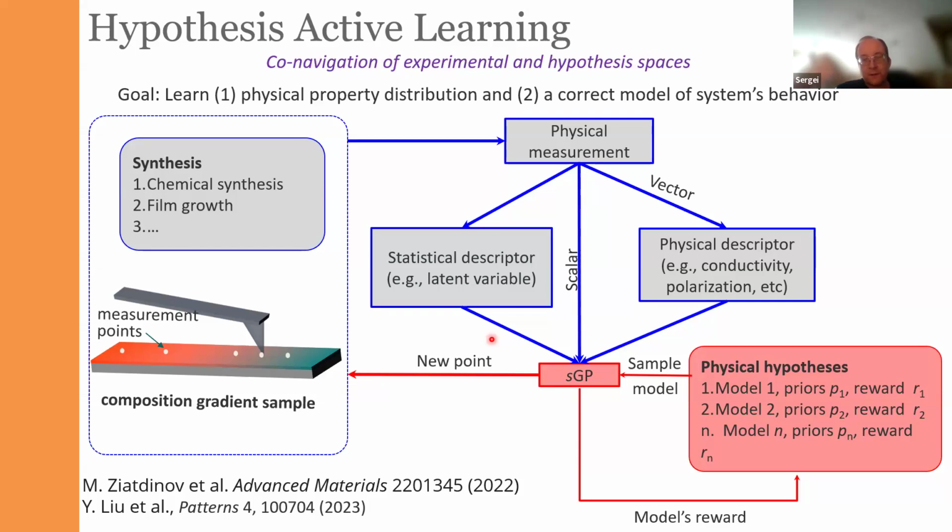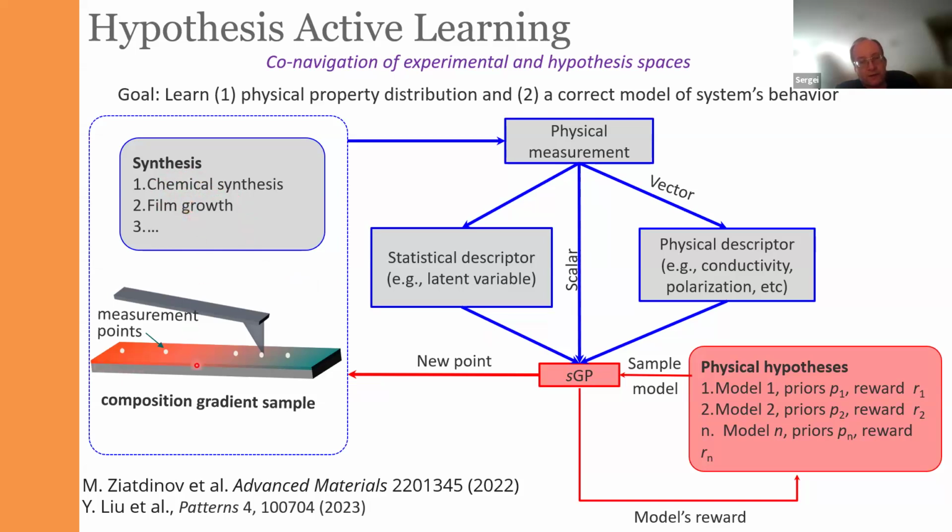Now imagine that we have an active learning scenario where we want to explore some system in such a way that we both optimize a certain property and discover the right model of the system behavior. The system can be virtually anything. It can be chemical synthesis, and then our parameter space is basically the control knobs that we tune during the synthesis. It can be film growth. It can be a physical measurement, right?